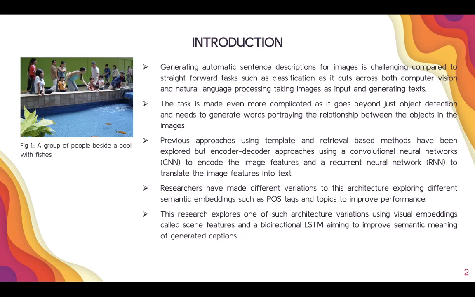So owing to the challenges of these two methods, deep neural networks have been adopted to improve this performance. A CNN-LSTM architecture has been commonly used, and this is known as the encoder-decoder approach, where a CNN is used to encode the image features and a decoder LSTM is used to translate these image features to output text sentences.